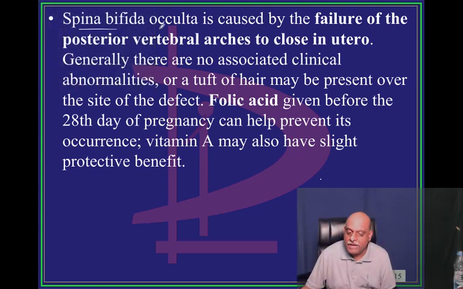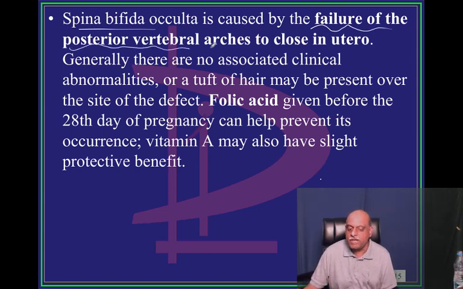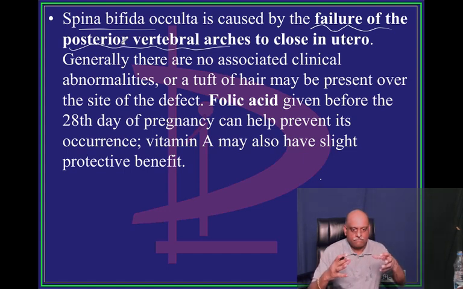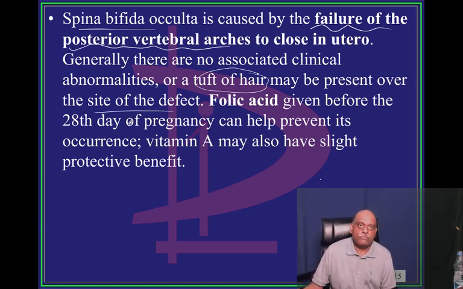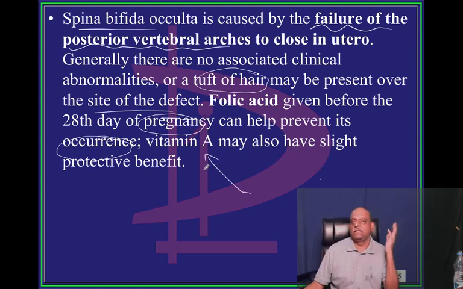Spina bifida occulta is caused by a failure of the posterior vertebral arches. The posterior vertebral arches are supposed to close. If they don't close in utero, that leads to spina bifida occulta. A tuft of hair may be present at the site of the defect. If you give folic acid in pregnancy, it can prevent this. Similarly, vitamin A also has a protective benefit, is what you need to remember.